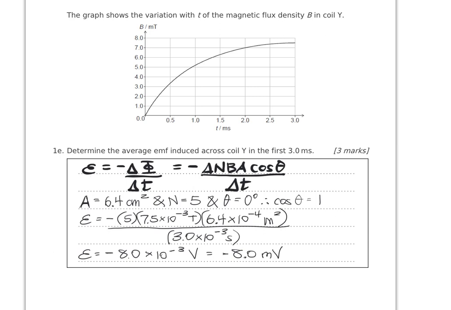And it doesn't actually say, I think it's just looking for the amount. I'm not sure if the negative actually matters. And the 3 points are for the equation, for the worked math, and for your final answer.